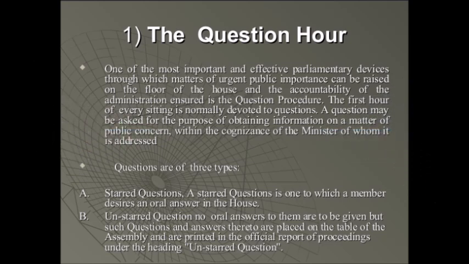The first hour of every sitting in the two houses of parliament is devoted to asking and answering of questions and is popularly known as question hour. During this hour, matters concerning government are raised and the problems facing the country are brought to the notice of the government with a view to seek redress or to expose administrative excesses.